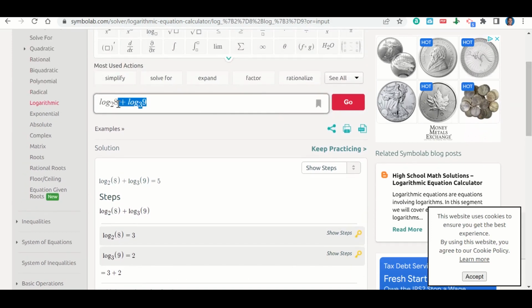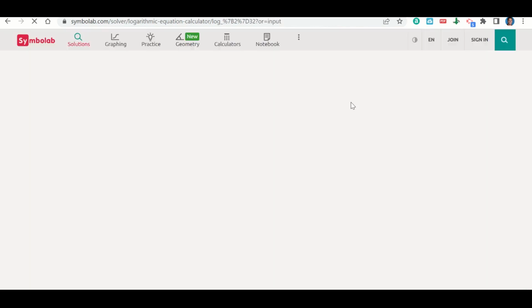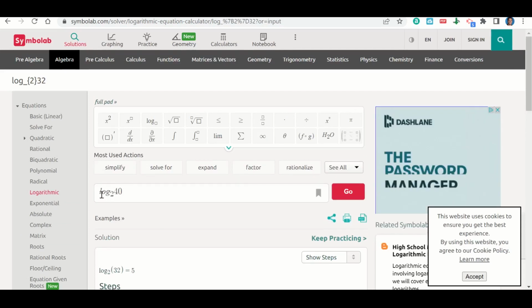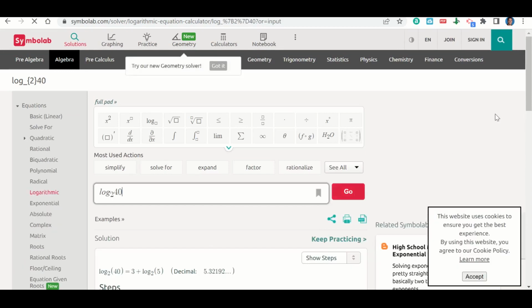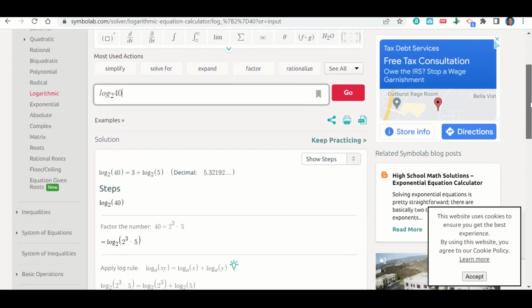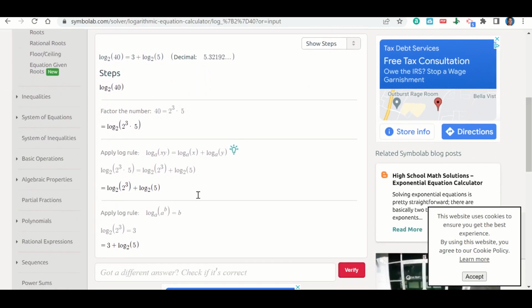We can also do something like this, log base 2 of 32, and click go. We can also do something like this, log base 2 of 40, and click go. And this time it gives us a decimal answer, but it also will tell us, using the log rule, that it's 3 plus log base 2 of 5. So we can do it that way as well. And this is how you can check your work using the logarithmic equation calculator on Symbolab.com.